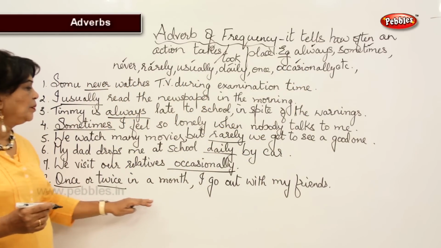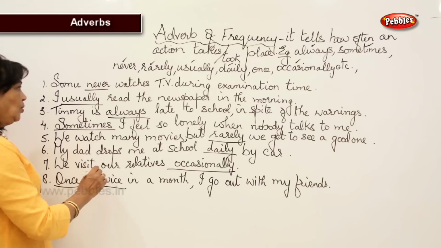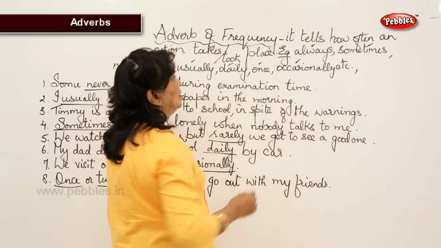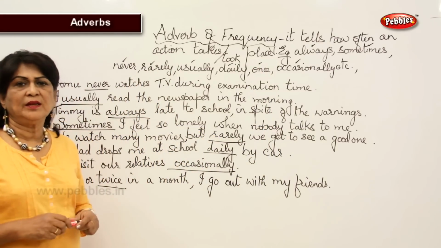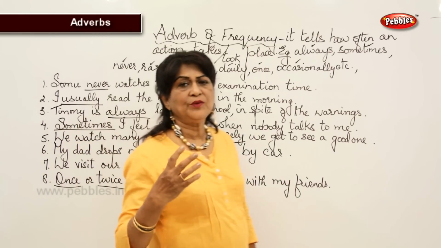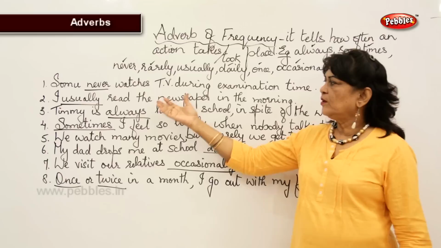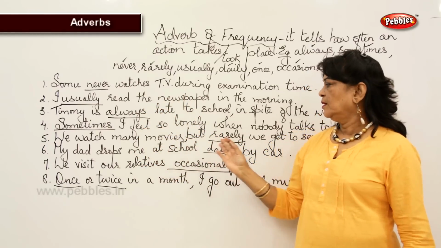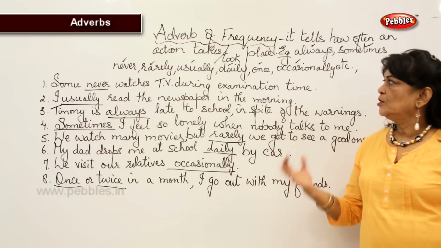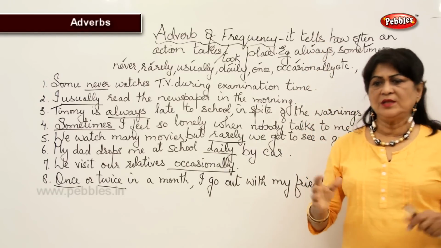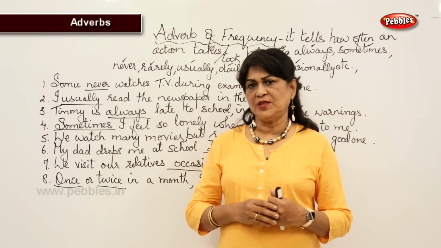Once or twice in a month, I go out with my friends. This once, twice, all these are frequency. How often do you meet your friends? Once or twice in a month. So, now I am sure you have understood this kind of adverbs, adverbs of frequency: never, usually, always, sometimes, rarely, daily, occasionally, once or twice. All these show how often an action takes place. I am sure you have understood this concept now. So, altogether 3 you have seen so far.